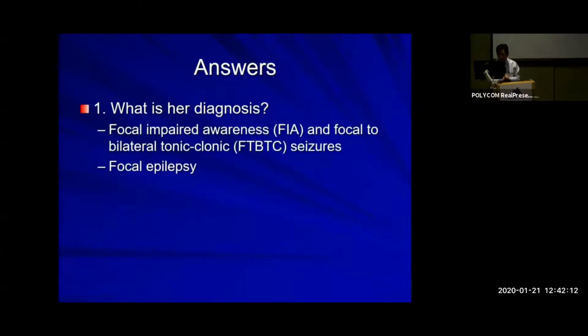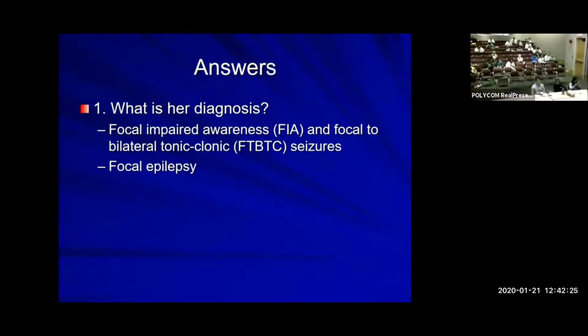And so that's it. So going back to our woman, what's her diagnosis? Well, based on the description, she has focal impaired awareness seizures, the staring episodes, and sometimes she gets focal to bilateral tonic-clonic seizures, which have convulsive movements. And because she's had recurrent episodes with no triggers, she does meet the definition of focal epilepsy.